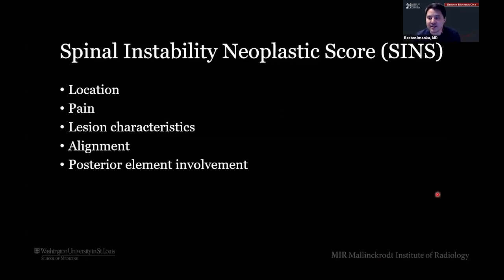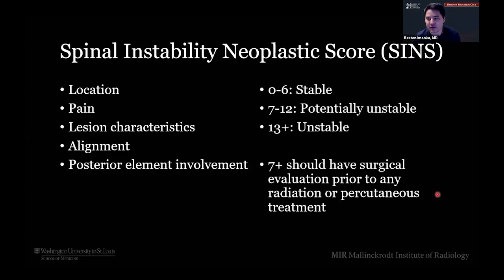So anybody with 7 or more needs to have a surgical evaluation. And this is where that discussion in your multidisciplinary tumor board is so important. Your surgeons are going to be evaluating these patients. They're going to tell you about their exam. They're going to tell you how concerned they are about instability. If that matches up with what you're seeing radiographically, then you can choose the appropriate therapy for that patient.